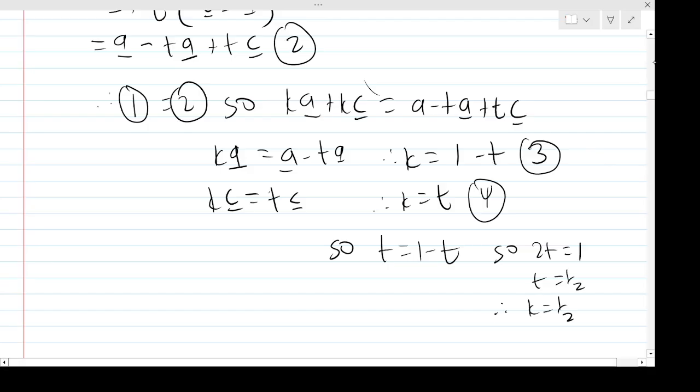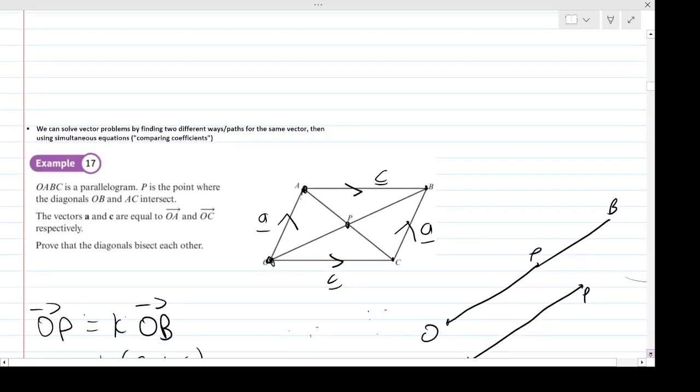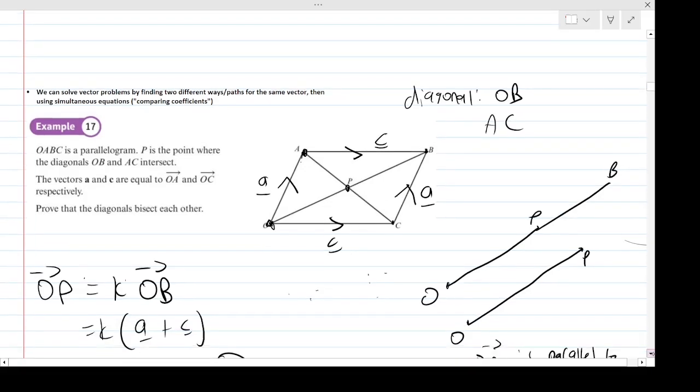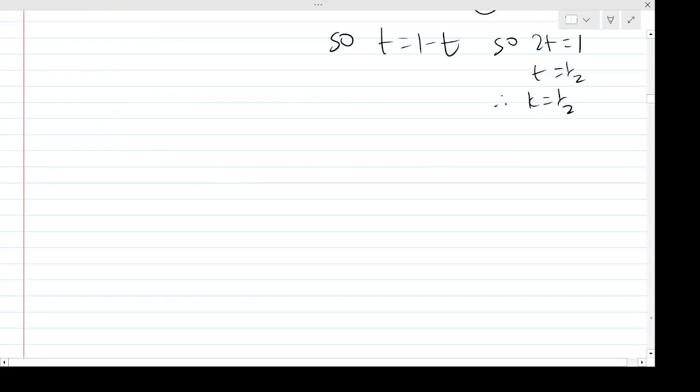Well, actually, let's go back to the question then. We need to show that the diagonals bisect. Well, the diagonals, remember, are OB and AC, right? They're the diagonals on my parallelogram. If we go back to our working, firstly for this first part, we said that OP is K lots of OB. But we know what K is, so K is a half, so that means OP is a half OB, right?